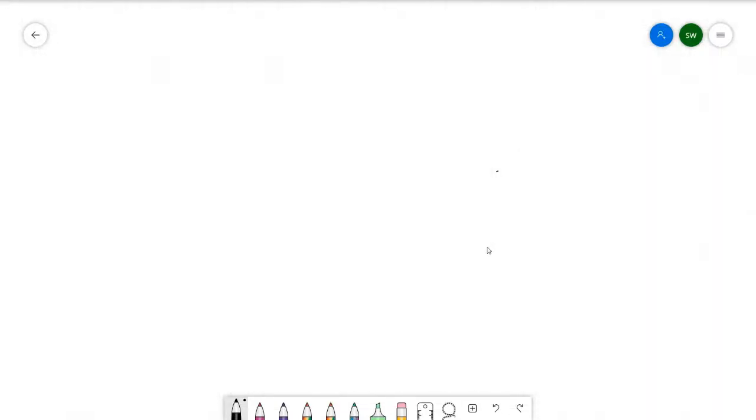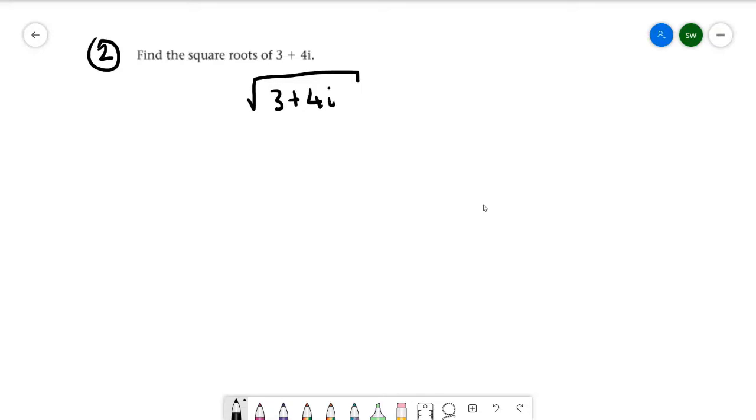Another important example of when to use comparing real and imaginary parts is when you're finding the square root of a complex number. We're going to look at a different way of doing this later on in the course, but one way of doing this would be to say that the square root of 3 plus 4i is a complex number, because it is going to be a complex number, and let's say that it's equal to a plus bi.